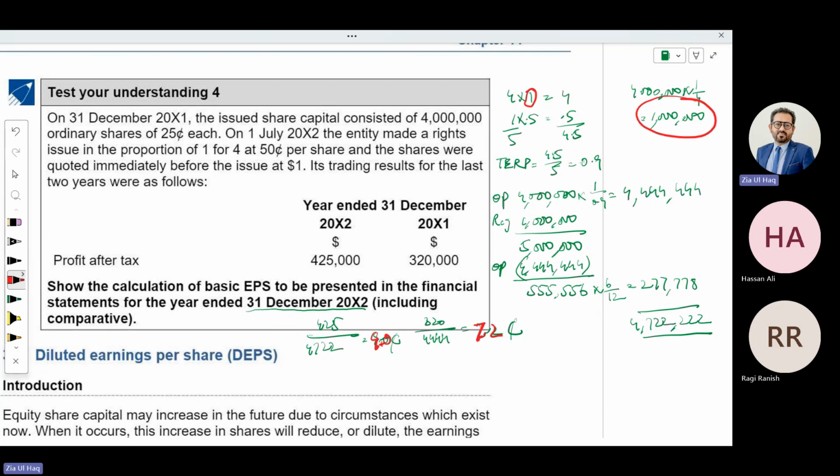This is the difficult part in this chapter. In case of rights issue, how to calculate EPS? This is the extremely difficult part of this chapter. In this example, it is even more difficult because the figures are coming in 444444.